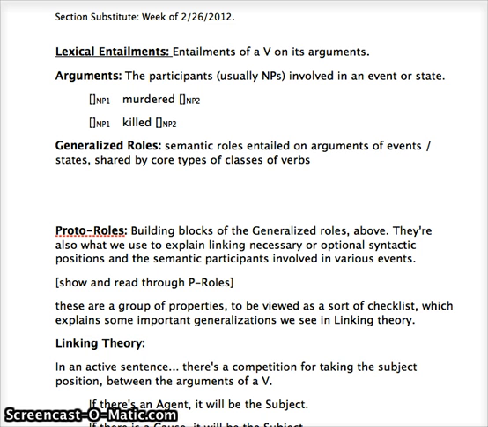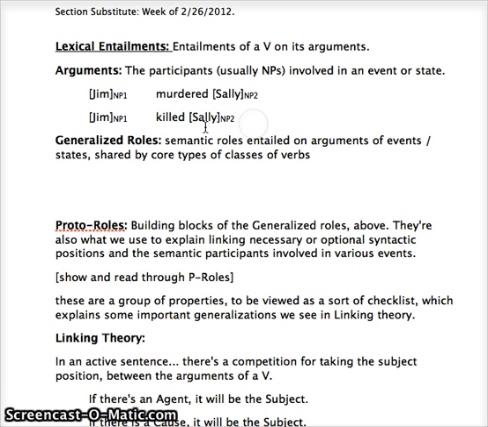And we've seen this in the murder versus kill examples, where murder requires that its subject position argument, here going to be Jim, have certain characteristics. And in murder, somehow Jim has to be more agentive. In other words, he has to be intentional. Whereas in kill, Jim doesn't have to be intentional at all.